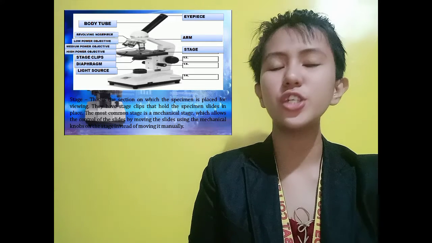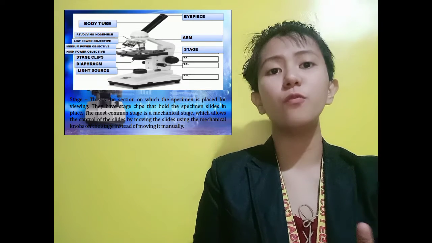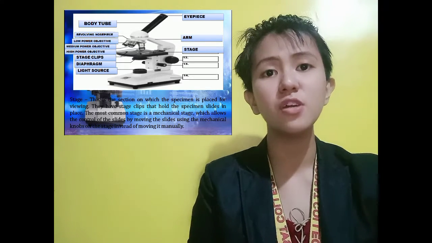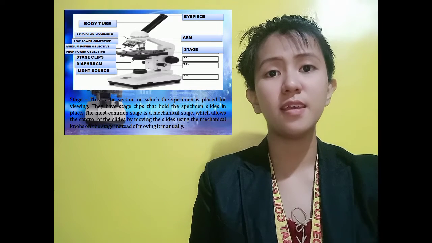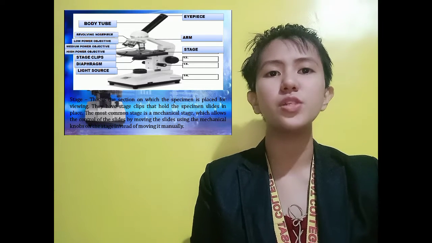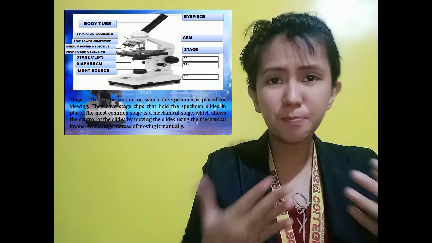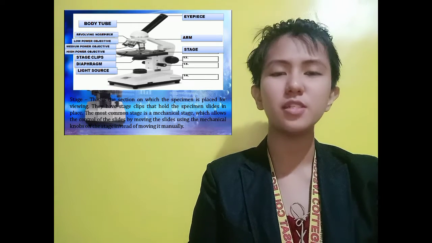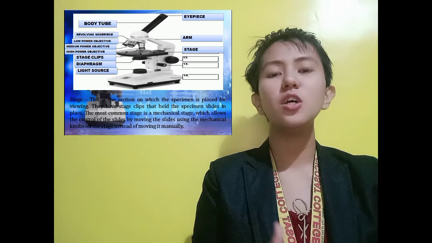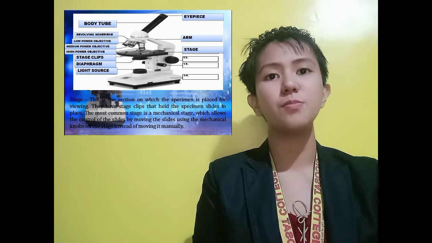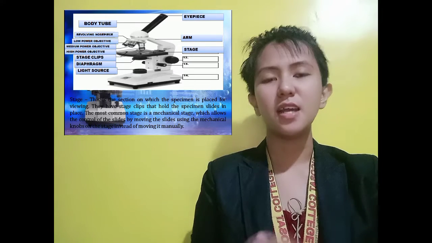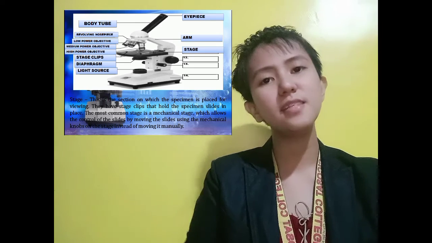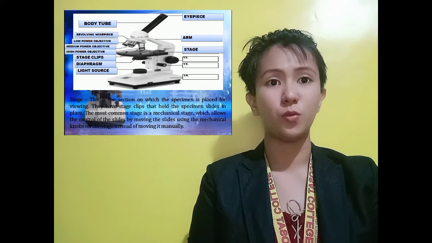So, the stage. This is the section where the specimen is placed for viewing. It has stage clips that hold the specimen slides in place. The most common stage is a mechanical stage, which allows control of the slides by moving them using the mechanical knobs on the stage instead of moving them manually.